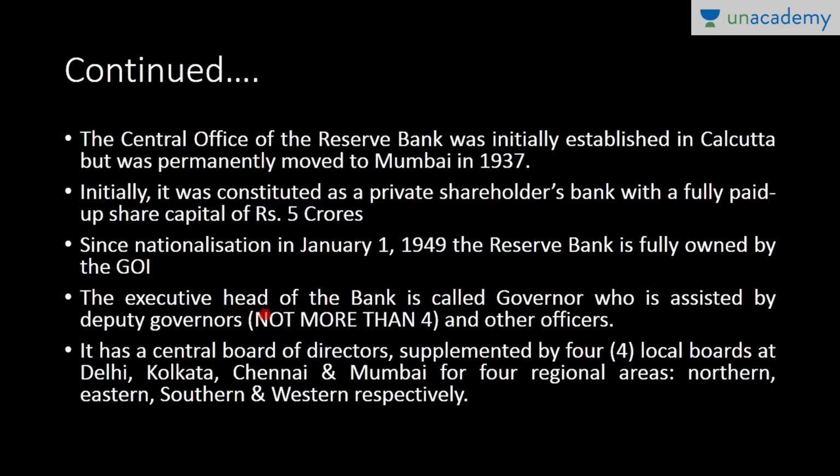Its executive head is known as the governor, who is assisted by deputy governors. But as per the constitution of Reserve Bank of India, there cannot be more than 4 deputy governors, and of course other officers also. It has a central board of directors supplemented by 4 local boards which serve the northern, eastern, southern and western areas, and these local boards are located at Delhi, Calcutta or Kolkata, Chennai and Mumbai.